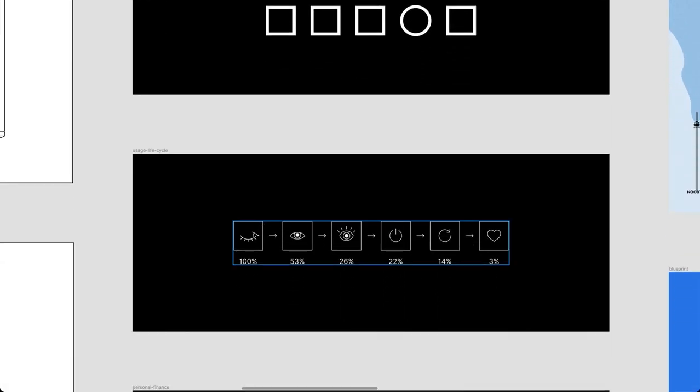This one talks about a series of steps in the usage lifecycle. User goes from not knowing about a project to knowing about it, being interested in it, trying it for the first time, using it again, becoming a passionate user.